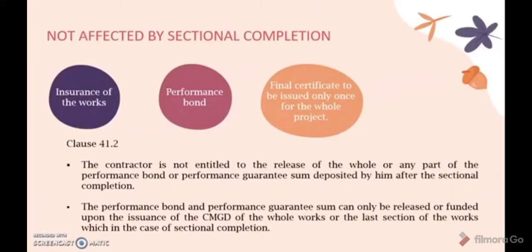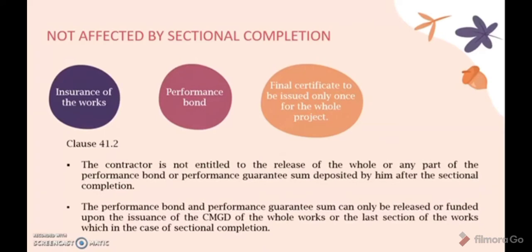Next, these are the following that are not affected by sectional completion. First is the insurance of the works, as insurance of the works covers the whole works and not by section or part of the works. Secondly, performance bond. The performance bond will only be released or refunded to the contractor upon receipt of the CMGD for the whole of the work. And the last one, the final certificate needs to be issued only once in one project, which is 3 months after the issuance of the CMGD of the whole works.